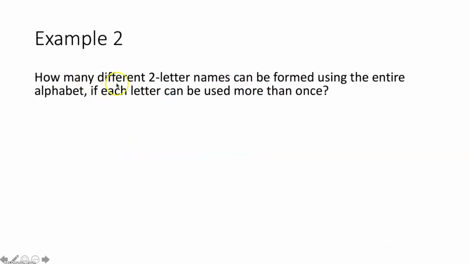Now, example 2 says how many different two-letter names can be formed using the entire alphabet if each letter can be used more than once.